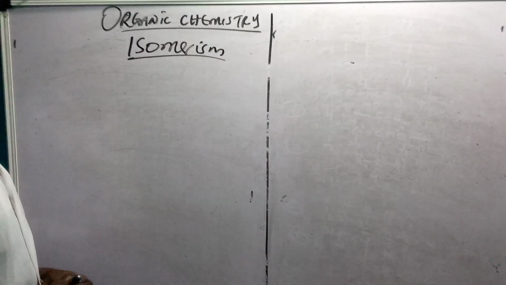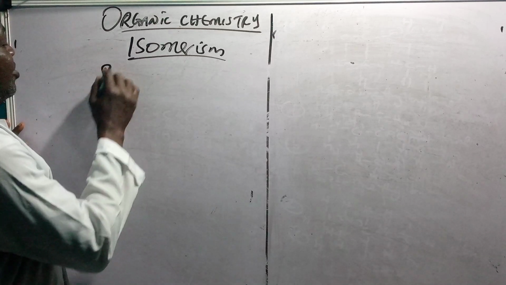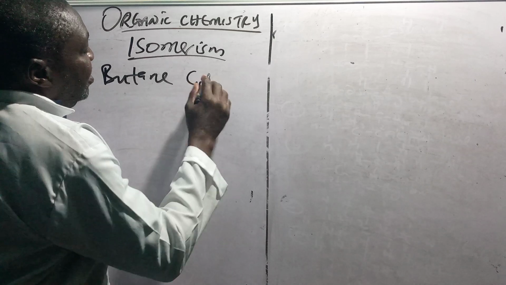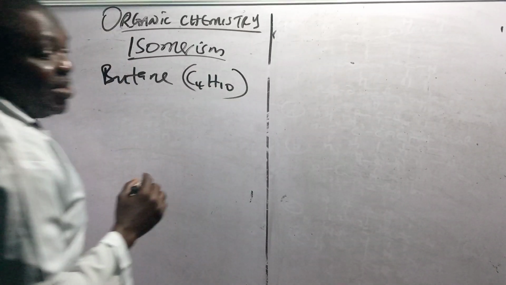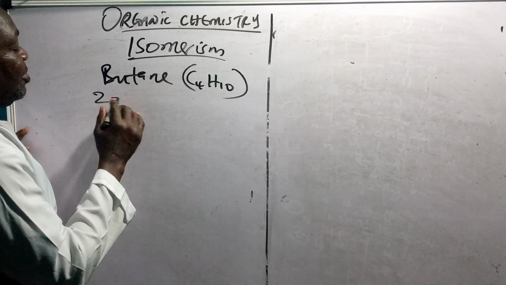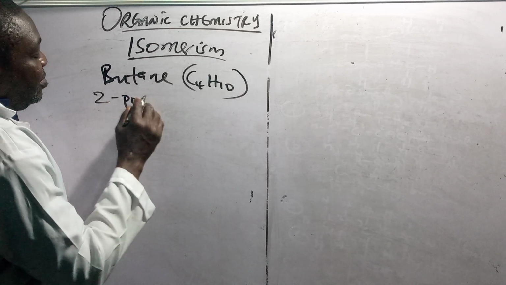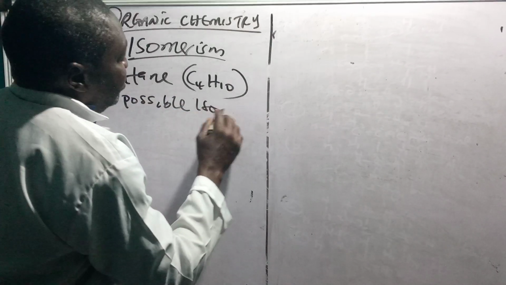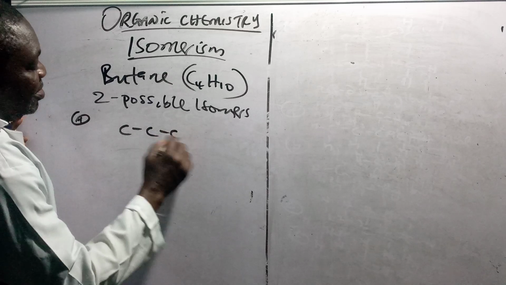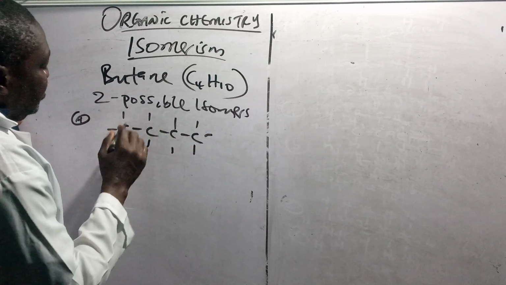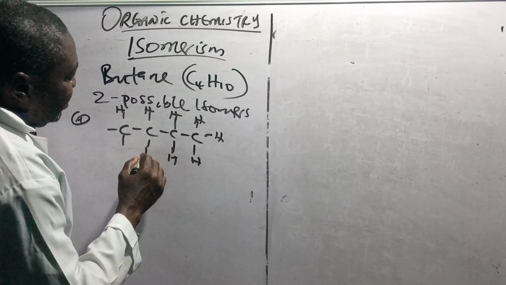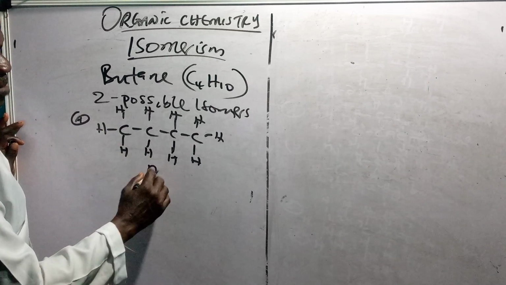The first one, the isomerism considering butane. In butane, you have the general formula C4H10. And you also know that butane has two structural isomers. So let's consider them. The first one, just the straight line, the linear structure. Remember, the bond will be attached to carbon atom. So this is normal butane.